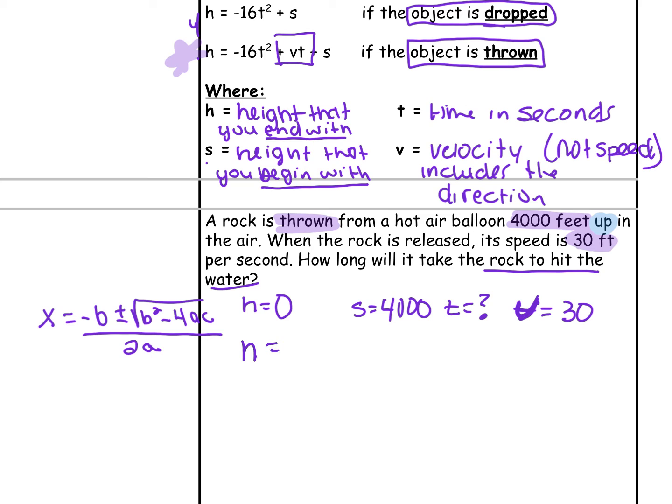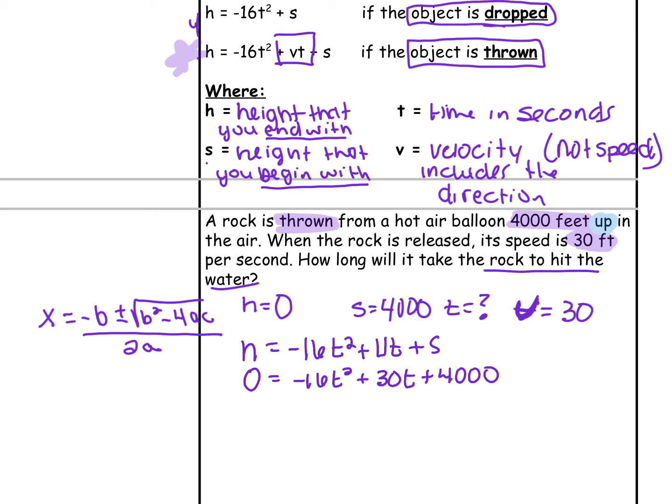So h equals negative 16t squared plus vt plus s, and plug in our numbers. Our h is going to be 0. Negative 16t is our unknown, so we're going to leave it t. Our v is 30, and our s is 4,000.